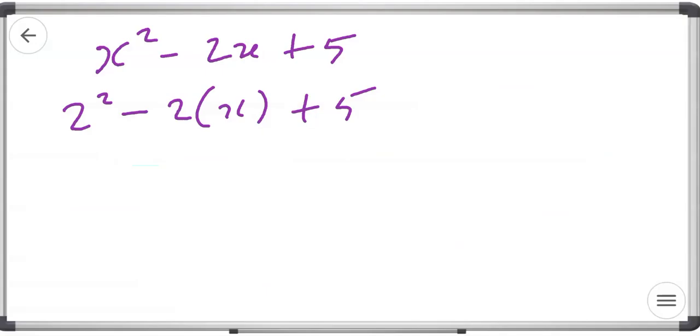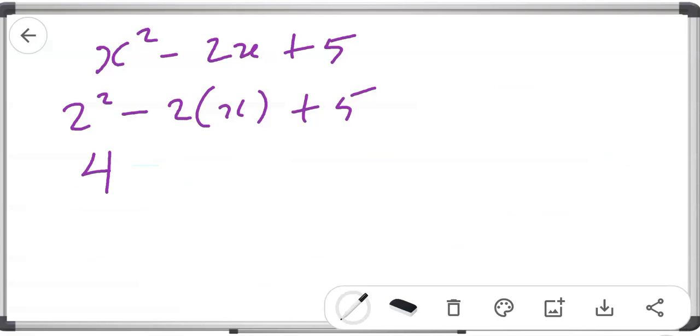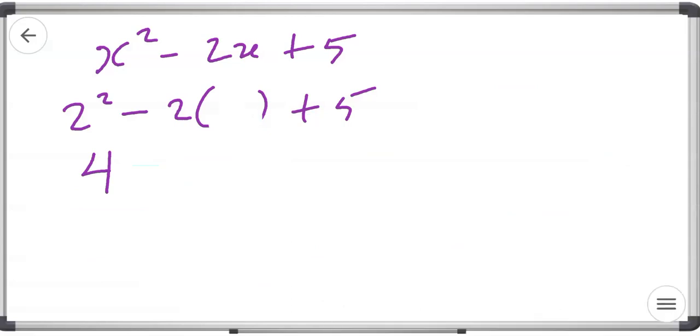So from here now, 2 squared, that is 4. I wrote x here, so instead of writing x here, I can now write 2 here. So 2 squared, that's 2 times 2, that is 4. Now 4 minus 2 times 2 as well, that is 4, plus 5. So 4 minus 4, that is 0. 0 plus 5, that is 5.